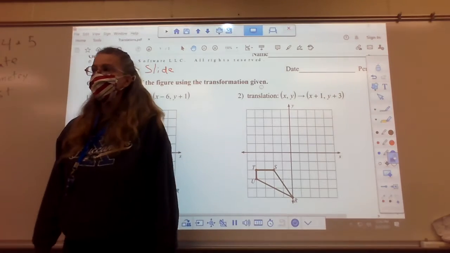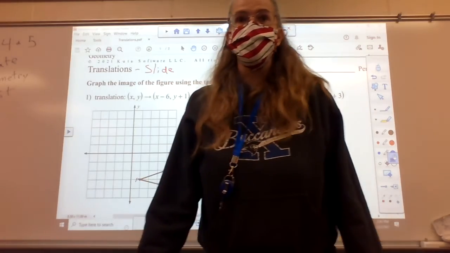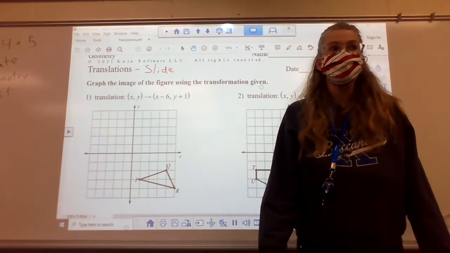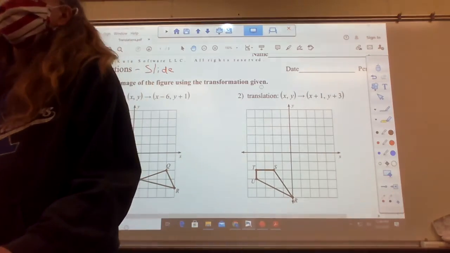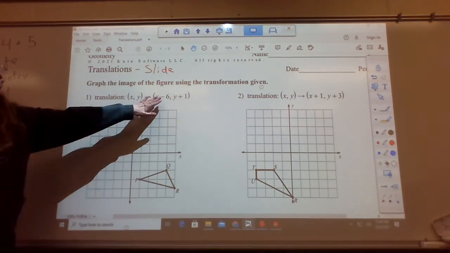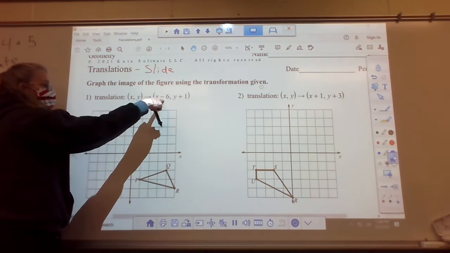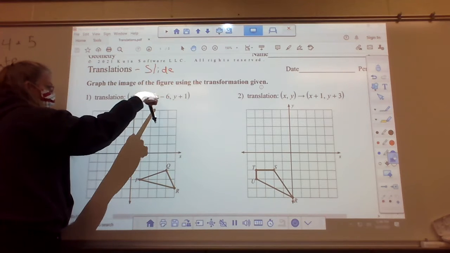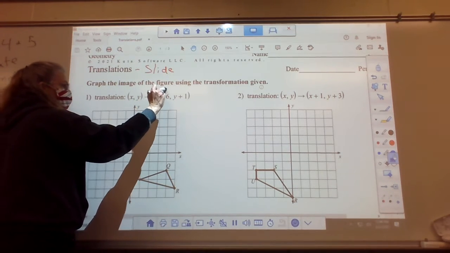So when you're sliding, you're going to stay the same direction. You're going to slide different ways, but you're always going to stay the same direction. So that's a slide. You're going to have a rule for your slide. This first rule says x minus 6, y plus 1. If I have x minus 6, what direction am I going side to side? I'm going to go left 6.